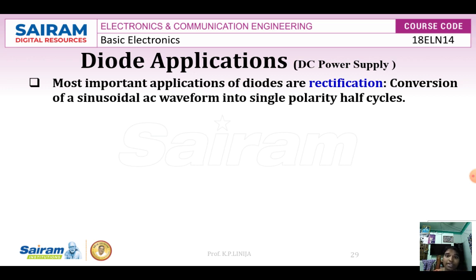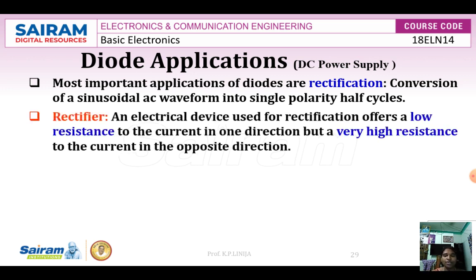So what do you mean by rectification? Conversion of AC into DC, that we can call conversion of a sinusoidal AC waveform into a single polarity half cycle. Now, what is the use of rectification? Why do we want to go for rectification? Rectification offers a low resistance to the current in one direction, but a very high resistance to the current in the opposite direction.